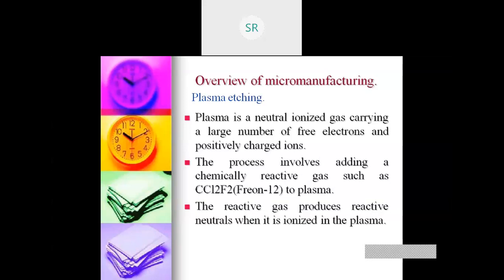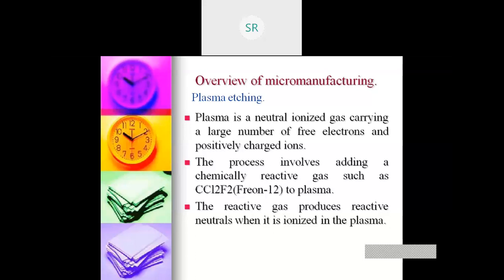So I'll be artificially generating plasma, and whatever plasma is generated, I'll add a chemically reactive gas. The chemically reactive gas is usually Freon 12. So what I am doing is, first I am generating a plasma. Second, I am adding a chemically reactive gas, usually Freon 12.